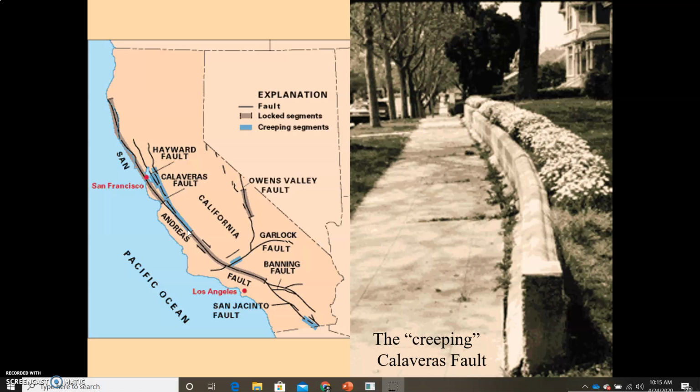So they can calculate based on different objects that they can use. But you can see here, notice the faulting is not one single solid fault. You've got these little branches that come off. Here's the Banning Fault, and then you've got the Garlock Fault. You've got multiple branches off the San Andreas Fault that migrate into different cities. Here's San Francisco, but here, see how the branches come off? You've got the Hayward Fault and the Calaveras Fault.